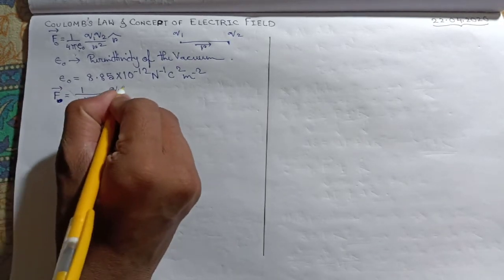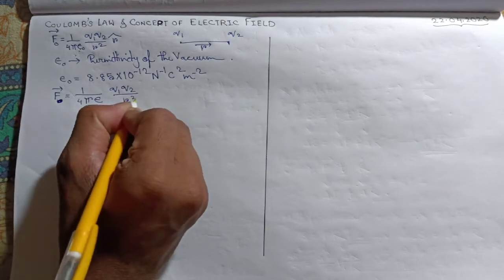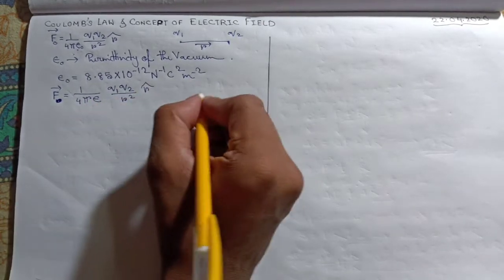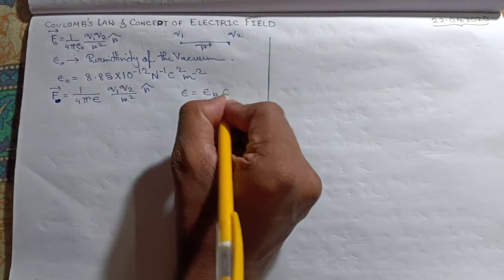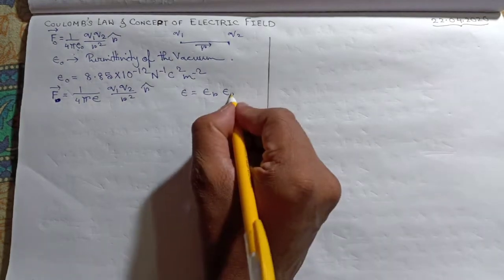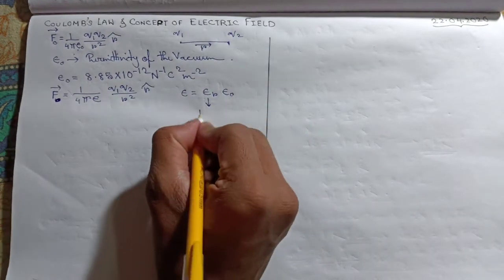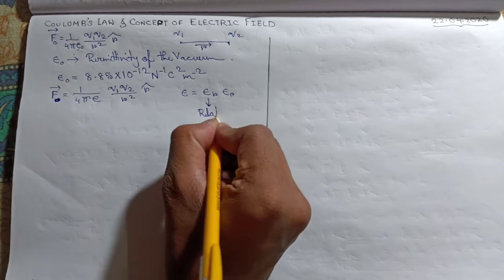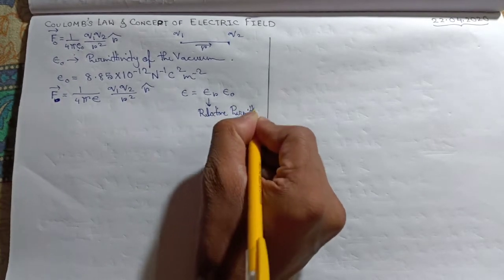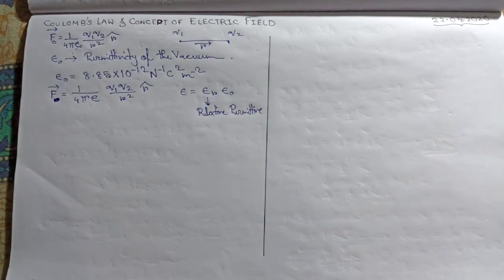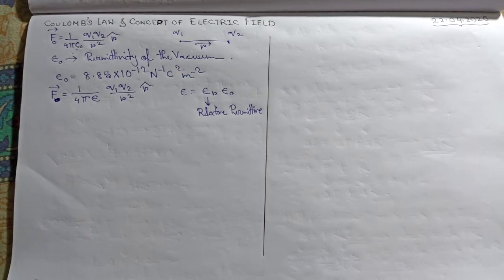Why epsilon? Epsilon means the permittivity of that specific medium, and this epsilon can be written as epsilon equal to epsilon r into epsilon naught. What is epsilon r? Epsilon r is called the relative permittivity of that specific medium. If it is water, then epsilon r for water is 80. If it is air, it is almost 1.0 something, nearly the same as vacuum.